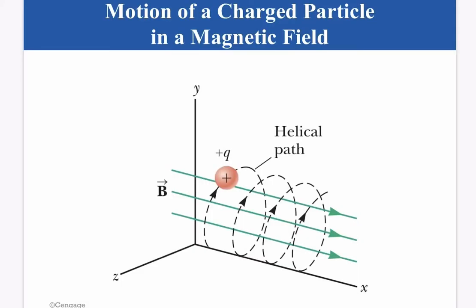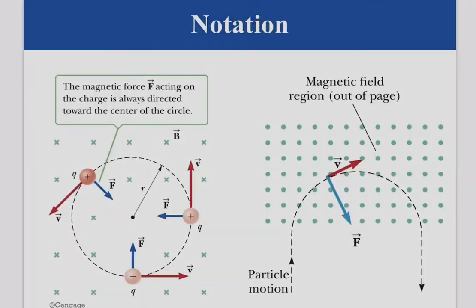If the initial direction of the velocity of the charged particle is not perpendicular to the magnetic field, the path followed by the particle is a spiral, or we can call it a helix, along the magnetic field lines, as shown in the figure. Let's talk about the notation used by the book.